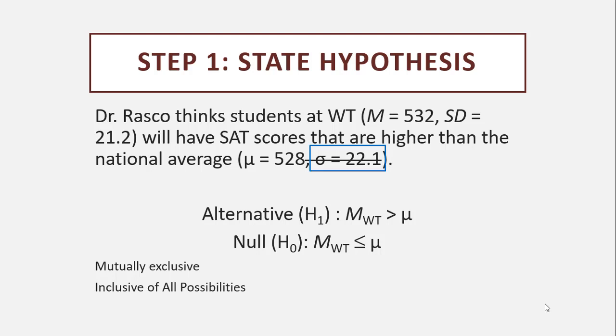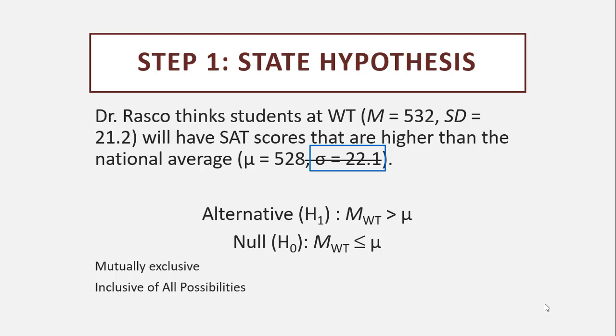The only thing that's really different is we don't have sigma anymore. You see that I've crossed it out. Just that simple change, that one little tweak, shifts you from one sample z-test to a one sample t. If we don't have a measure of variability, either the standard deviation or variance from the population, we will have to do a one sample t-test instead of a one sample z-test.